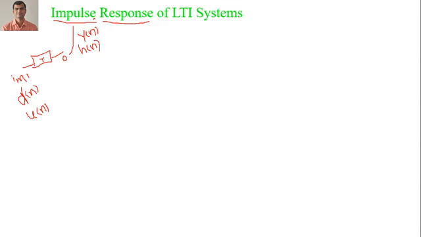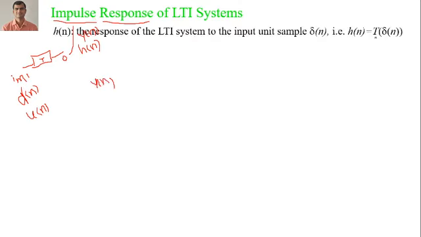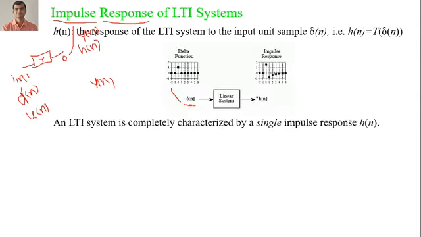Okay, now here I have mentioned delta of n as input, so h of n is equal to T of delta of n, where T is your system. That response is known as impulse response. Here I have considered the input as a delta function, and you will get the output as the impulse response.